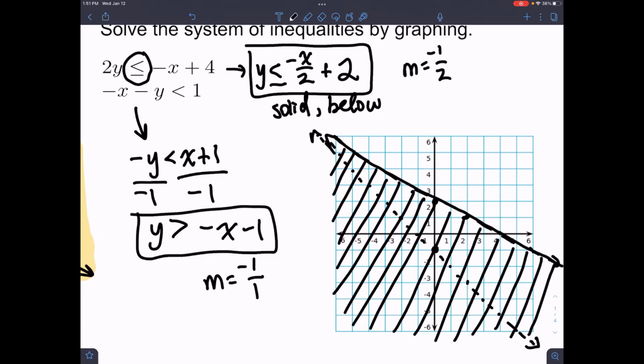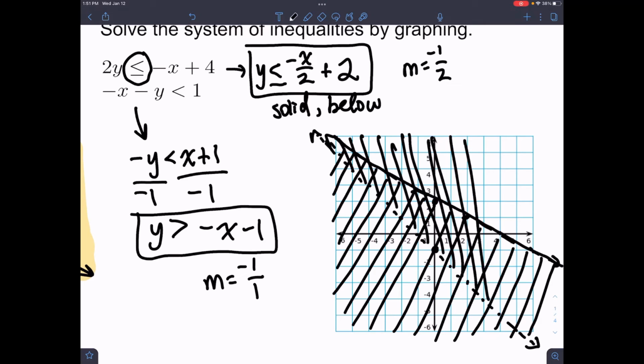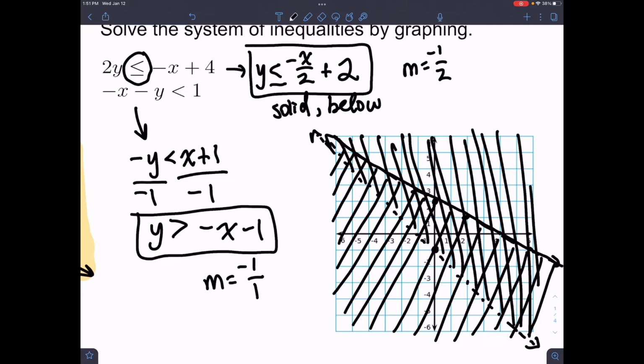Okay, and then in the midst of everything, we want to try to shade. And we have a greater than sign here, so we're going to shade above. So I want to pick lines to draw that kind of complement the other diagonal lines that are different. That way we can have a good sense of where these overlap. So it is this region that is our solution now, because both of the shaded regions overlap there.